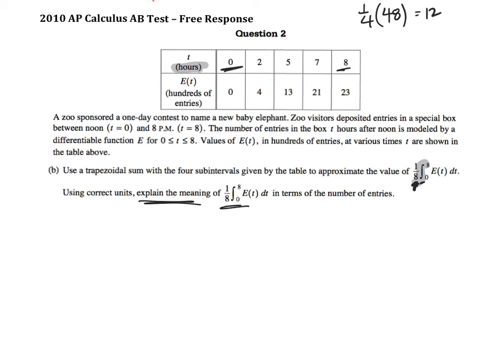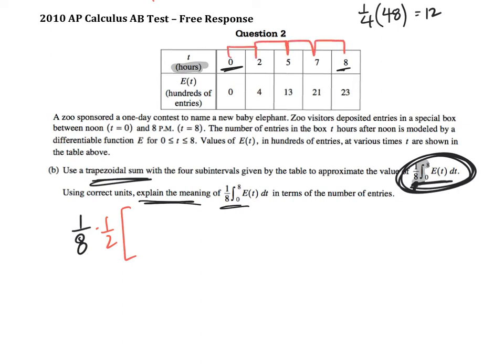Okay, so if they wanted us to approximate this value using a trapezoidal sum, I need that 1/8 out front because the trapezoidal sum is going to be estimating that integral from 0 to 8. The 1/8 is then going to make it the average because we're adding up the number of entries divided by the time. So the area of a trapezoid is 1/2 the heights times the sum of the bases. Notice that my heights vary slightly, so I've got to separate everything.